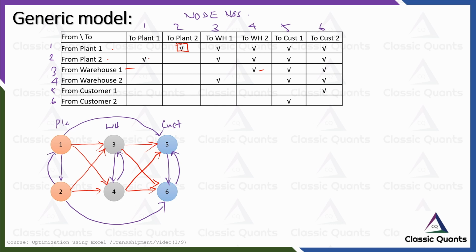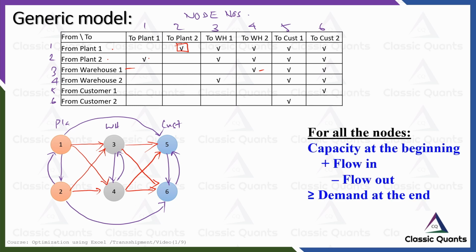It seems very complex to solve this type of problem, but it is actually much easier. You just have to implement this particular constraint for all the nodes. You take any node and implement this constraint. What is the constraint? It involves the capacity at the beginning, meaning the capacity given to you for each node, the amount of material that was pre-existing in that node. And what is the demand? Demand is the amount of material that is needed at the end of the flow. These figures will be given to you.